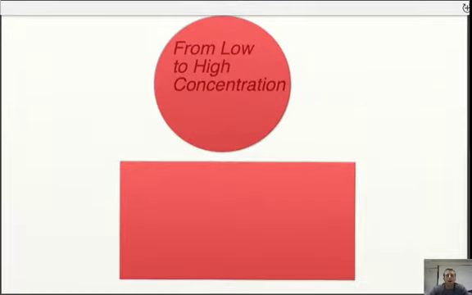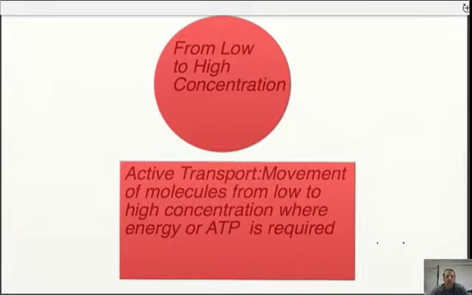Alright, so looking at low to high concentration, the only one you have to worry about that works from low to high concentration is active transport. Active transport is the movement of molecules from a low to high concentration where energy, or ATP, is required. ATP is just energy itself. So for those molecules to move through that cell membrane, they need energy to help them get through. That's the only type of transport that needs energy. So just think of active like if you're being active, running, walking, playing some sport, you're using energy, or ATP.